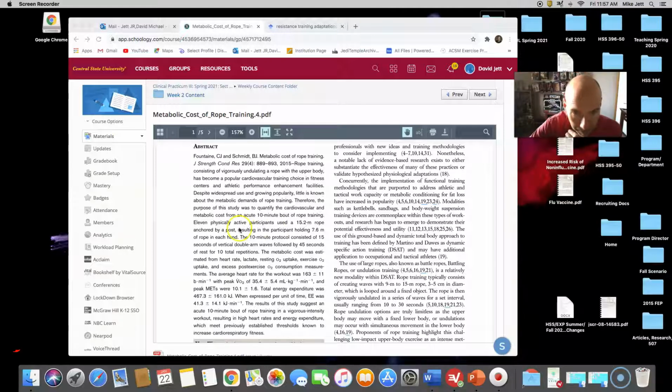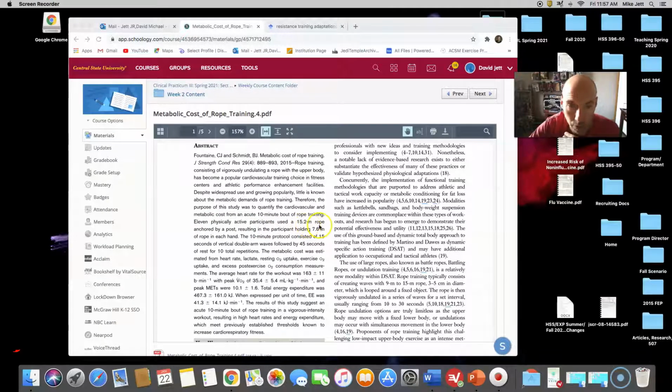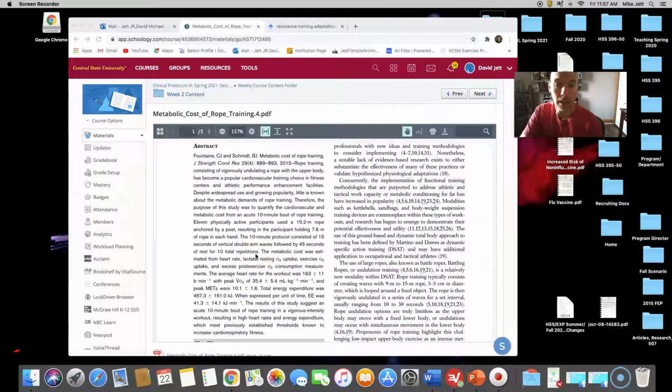So it's going to tell you who the participants are, 11 physically active, what equipment they used, 15.2 meter rope, and then what they did, 10-minute protocol, 15 seconds of waves, 45 seconds rest, etc. Okay. It's then going to tell you essentially what they measured during the protocol, and this is the end of the summary of the methods.